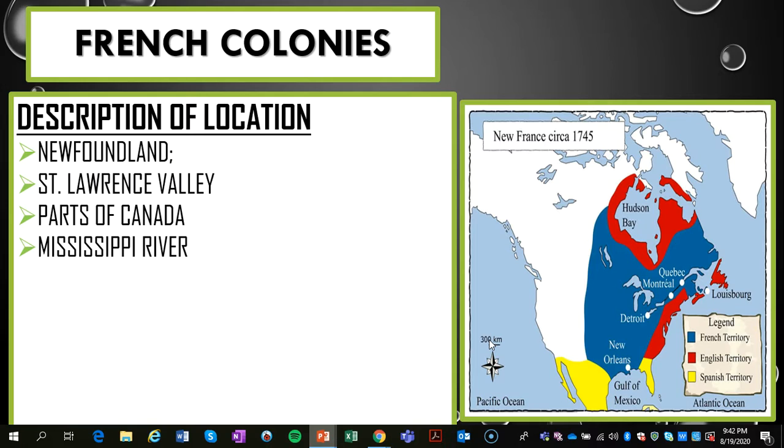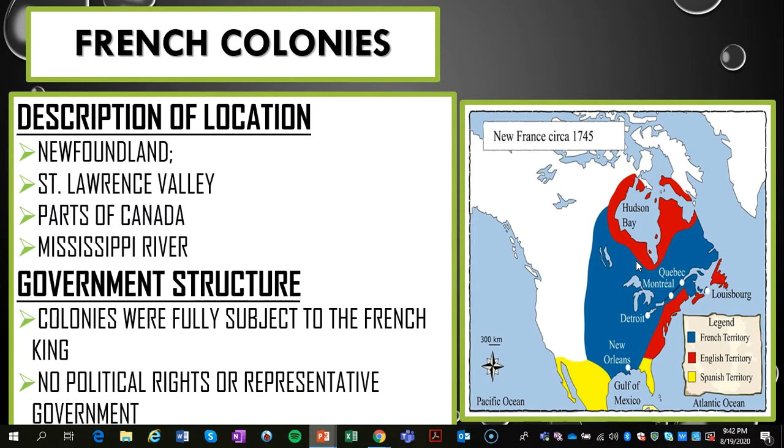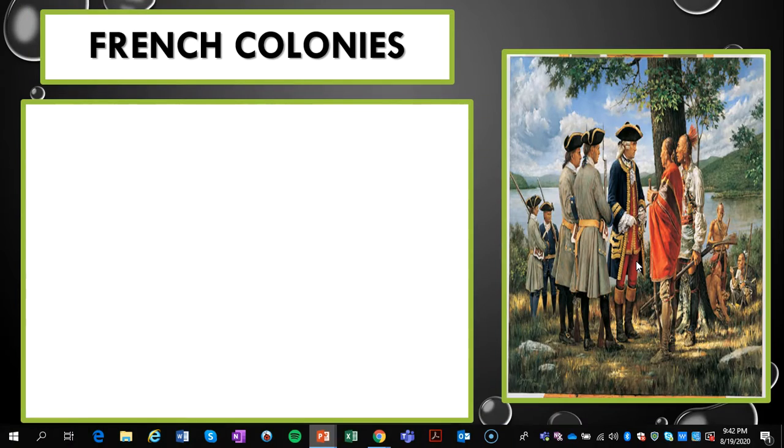A lot of their locations were located in Newfoundland, St. Lawrence Valley, parts of Canada, as well as the Mississippi River. And we'll talk a lot about the Mississippi River this year. Their government structure was that the colonies were fully subject to the French king. The French king was the ultimate ruler. The French colonies did not have any political rights or representation in the New World. They pretty much had to just abide by the king, and they didn't have a say in how they would be ruled.